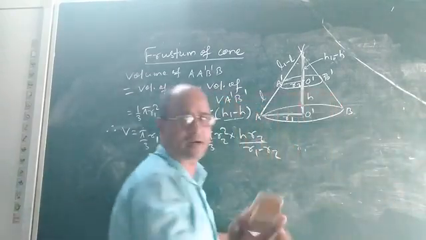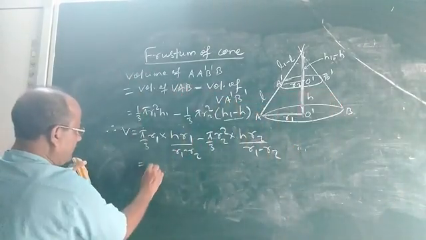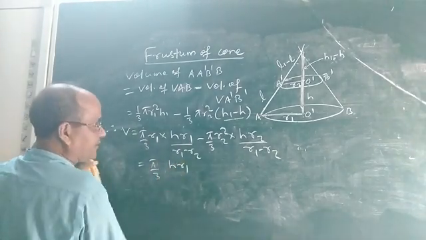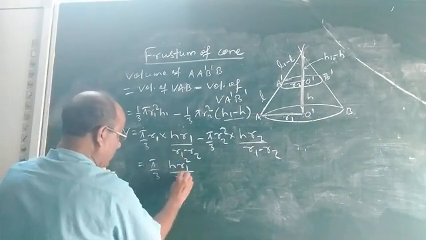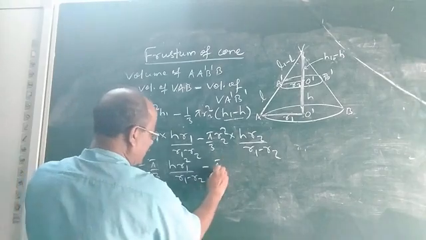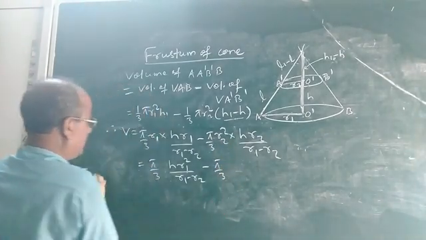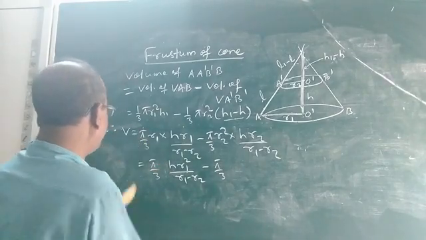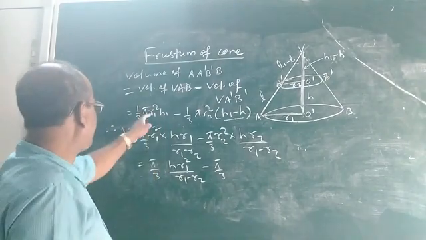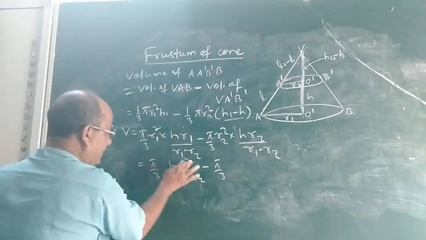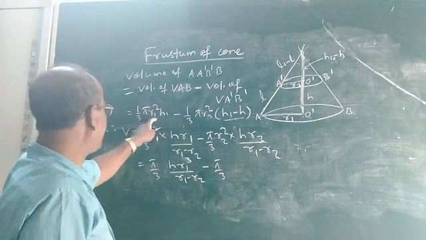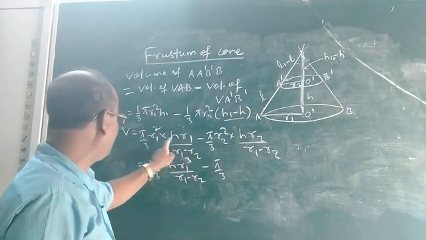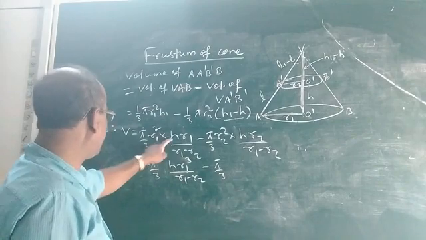If you simplify, you will get the volume, no problem. So this will be pi by 3 into h r1 square. Here it is pi by 3 r1 square, so this will be pi by 3 r1 cube. You see, 1 by 3 pi r1 square into, in place of h1, h r1 by r1 minus r2. So this will be pi by 3 h r1 square into r1.